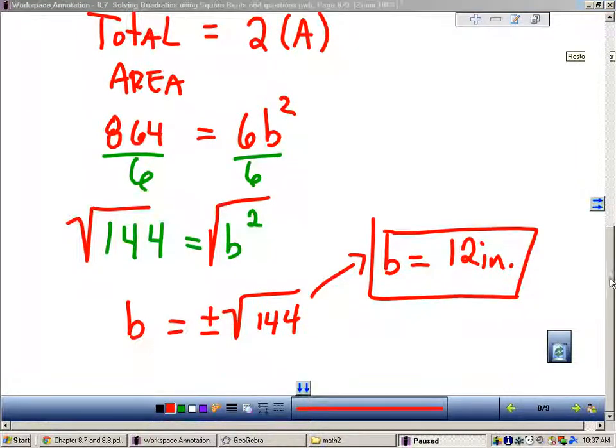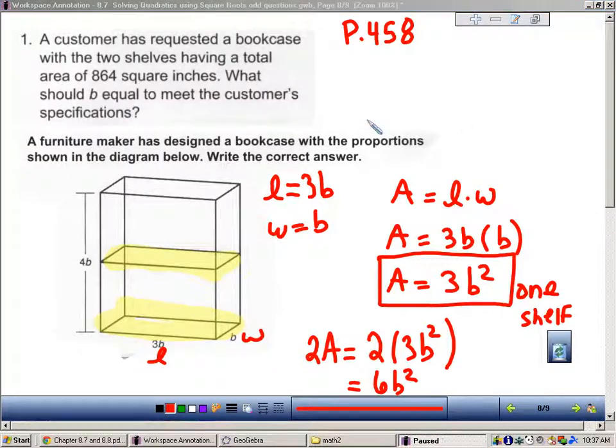So going back up to the original question, kind of making sense of what we saw, it says what should B equal to meet the customer specification? B should equal 12. And when you know B is 12, then you can also figure out this distance here, which is 3 times 12, or 36. And then you can also find the height of the object, which is 4 times 12, or 48. And so the ratio of this bookcase, what the furniture maker calls the proportions of the length, width, and height, is found by knowing what B is. 12, 36, and 48 are now known because we know what B is.